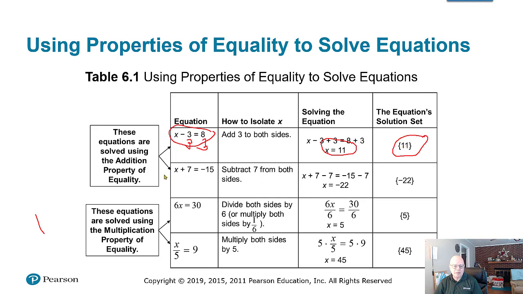Very simple. Second example over here. Here, instead of adding something to both sides, we subtract something from both sides. So subtract 7 here. And the goal is you want to get that x all by itself. Make sure you do the same thing on both sides.